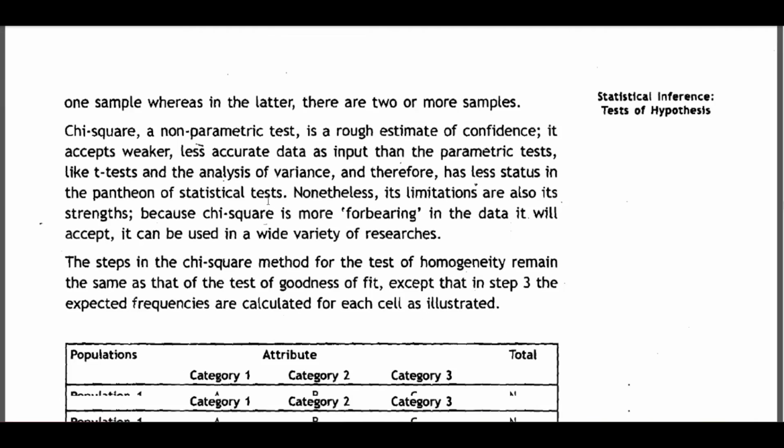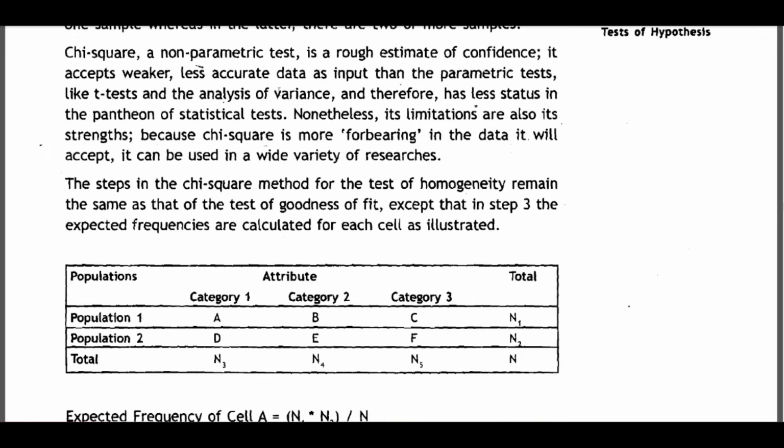Chi-square, a non-parametric test, is a rough estimate of confidence. It accepts weaker, less accurate data as input than parametric tests like the t-test and the analysis of variance, and therefore has less status in the pantheon of statistical tests. Nonetheless, its limitations are also its strength, because chi-square is more forbearing in the data it will accept. It can be used in a wide variety of research.